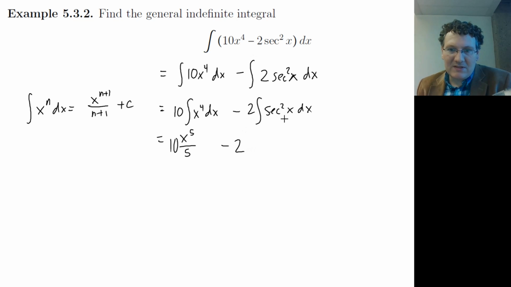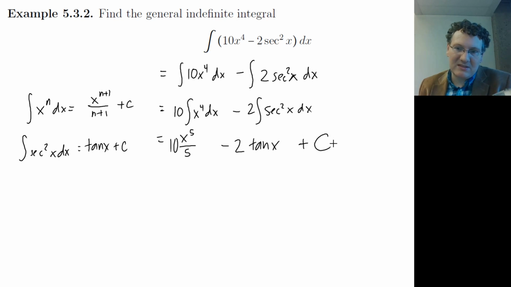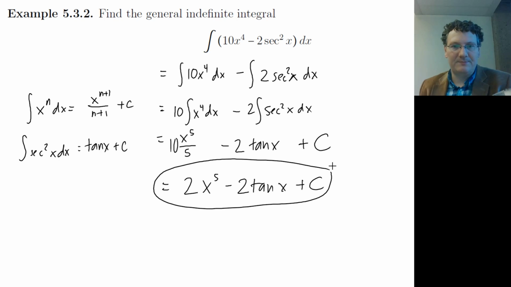Now what's the integral of secant squared? The integral of secant squared x dx, you can think, well, what function has a derivative of secant squared, and that's, of course, the tangent of x plus c for a general indefinite integral. So it's going to be tangent of x. I'm going to just put the plus c on the end now, because any constant value would be gone when you take the derivative. So actually this 10 over 5 can be written as 2x to the 5th minus 2 tangent of x plus c, and we have our indefinite integral.